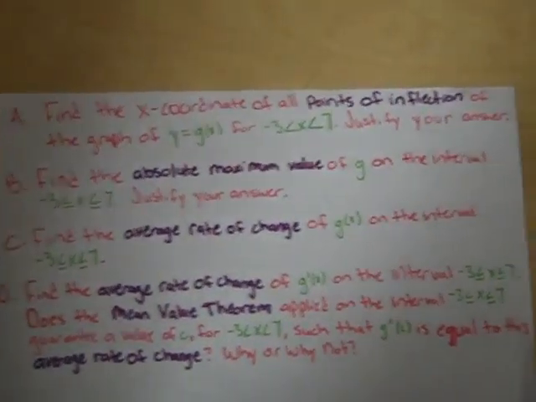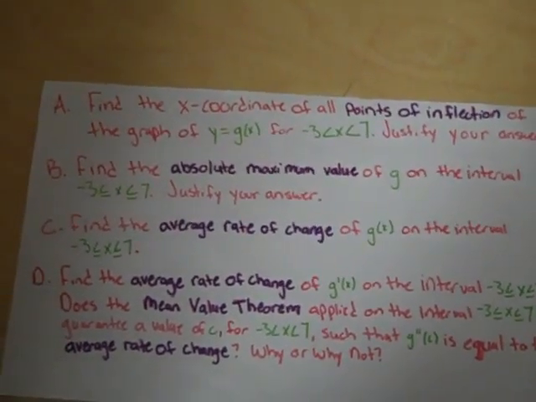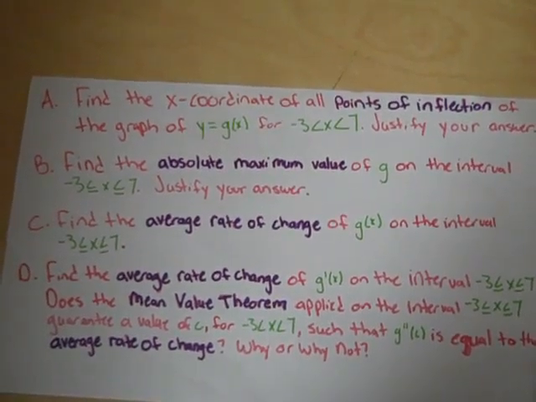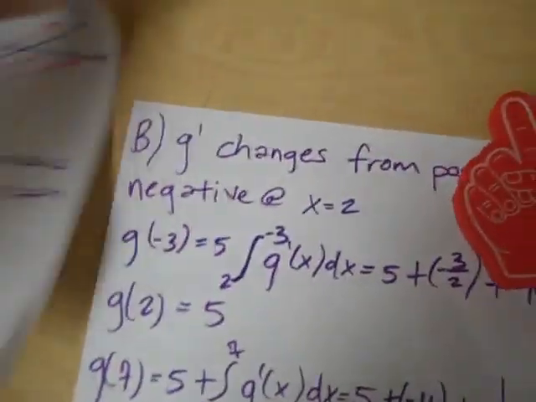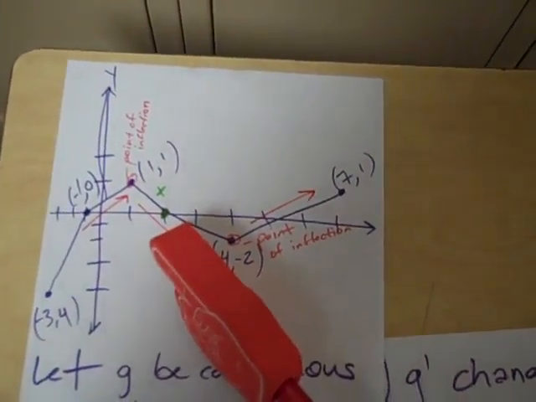Find the absolute maximum value of g on the interval negative 3 is less than or equal to x, which is less than or equal to 7. Justify your answer. This means that you have to include your endpoints. So, from our graph, you can see that g changes from positive to negative at x equals 2.